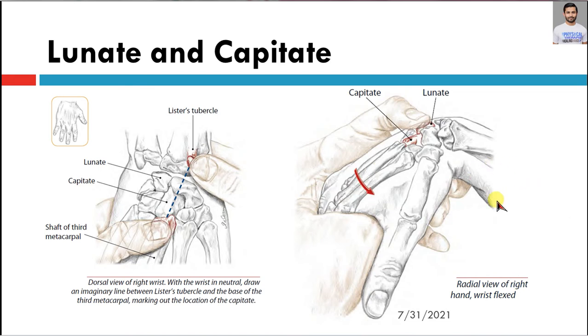The lunate becomes very prominent in many clinical conditions, such as lunate subluxation. If there is some blow to the hand, or if a person falls on the ground with a flexed hand and the dorsal aspect strikes, there are chances that the lunate becomes protruded. And normally, when you flex your wrist, this is the bone that becomes more prominent.